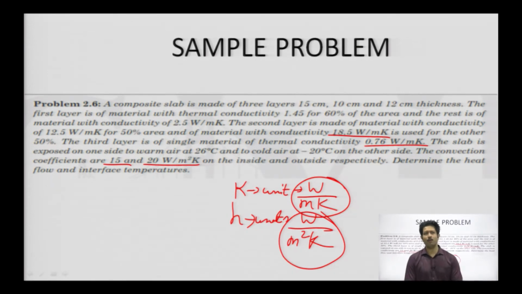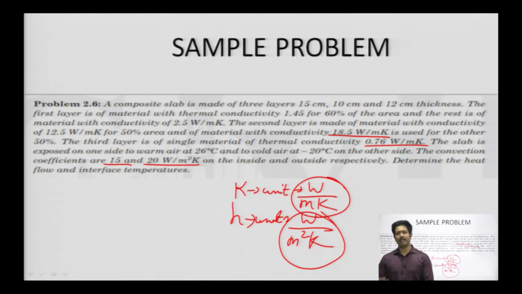Coefficients are 15 and 20 watts per meter square Kelvin. So I have already told you, looking at the unit, it is just the H, on the inside and outside respectively. So it is Hi and Ho, suffix i for inside and o for the outside. Okay, full stop.